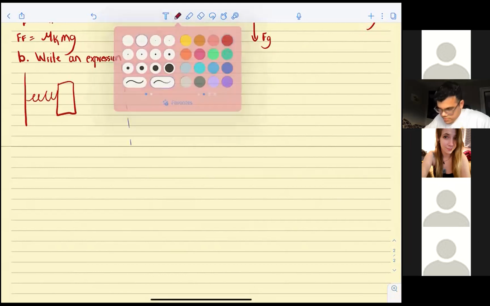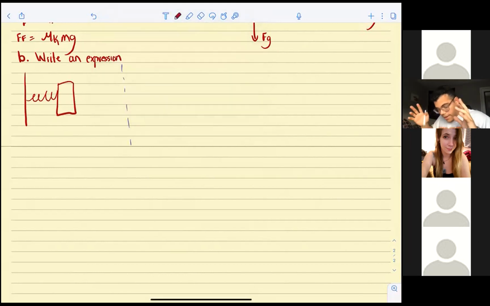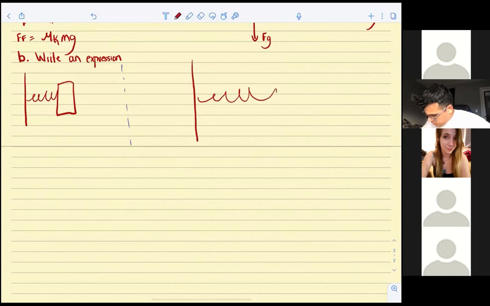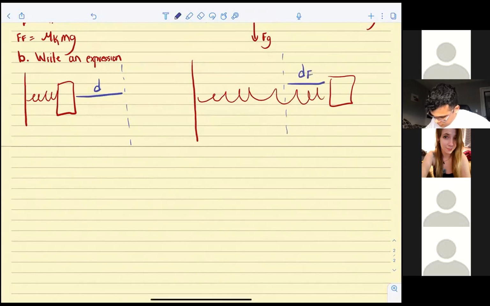And it ends in the picture. By "it ends," it means we're choosing to look at this next part of the picture. Now the spring is here, and this is the equilibrium point. So remember, this distance here is d, and this distance here is df. So the total distance from this point to this point is d plus df, right?